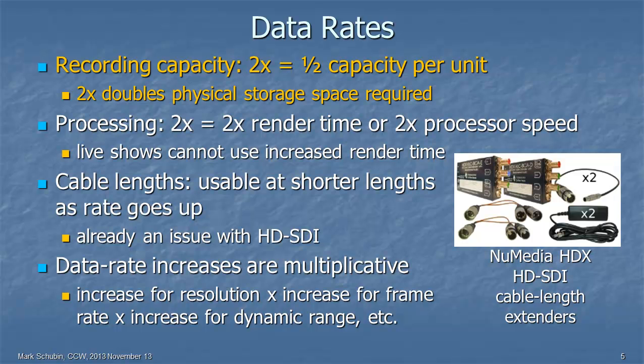Cable lengths. When we went from SDI, standard definition SDI, to HD SDI, suddenly we couldn't go as far because we had a much higher data rate. So as the data rate goes up, the usable cable lengths go down. That's already an issue with HD. It's much more of an issue when we go beyond HD. And finally, data rate increases are multiplicative. So if there's a certain increase for resolution, there'll be another increase for frame rate, there'll be another increase perhaps for dynamic range. All of those get multiplied into the ultimate data rate. The picture at the right is an HD SDI extender that was shown at the IBC convention in September in Amsterdam.